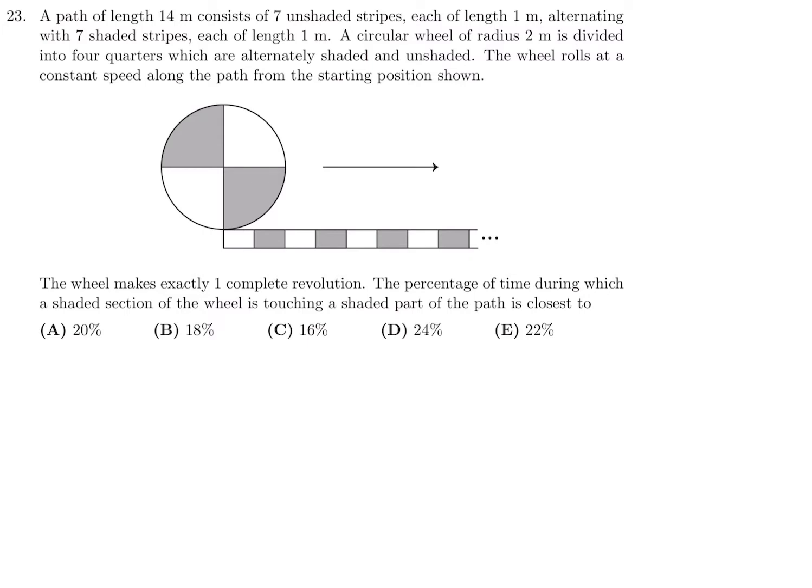A path of length 14 consists of 7 unshaded stripes, each of length 1, alternating with 7 shaded stripes, each of length 1. A circular wheel of radius 2 is divided into 4 quarters, which are alternately shaded and unshaded. The wheel rolls at a constant speed along the path from the starting position shown. The wheel makes exactly 1 complete revolution. The percentage of time during which a shaded section of the wheel is touching a shaded part of the path is closest to.